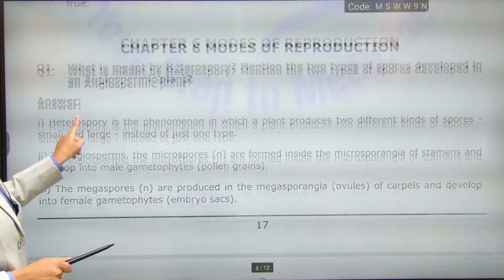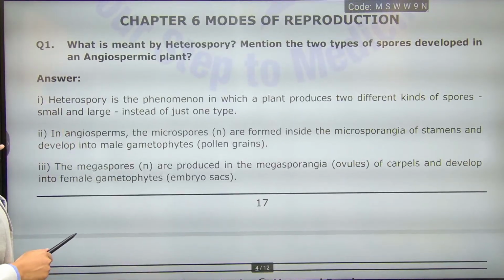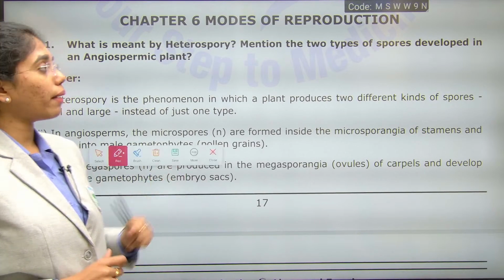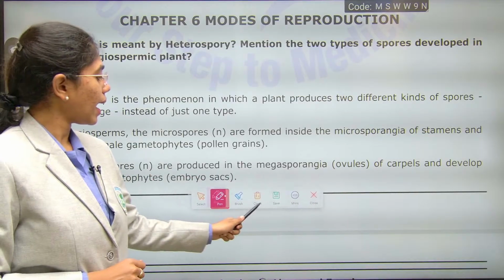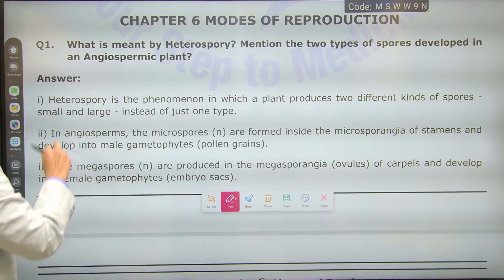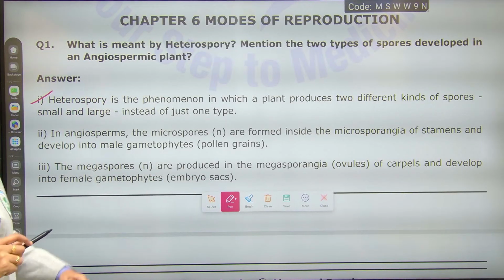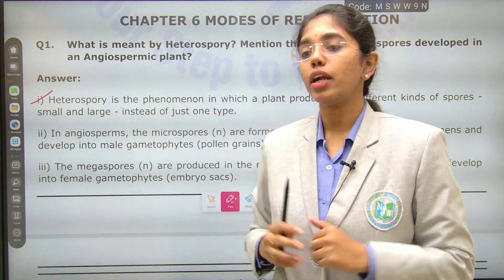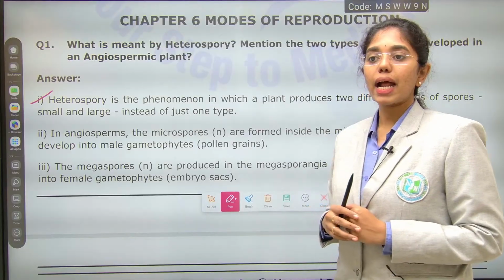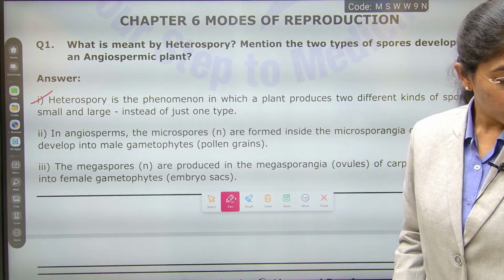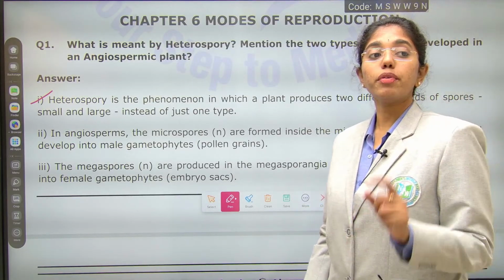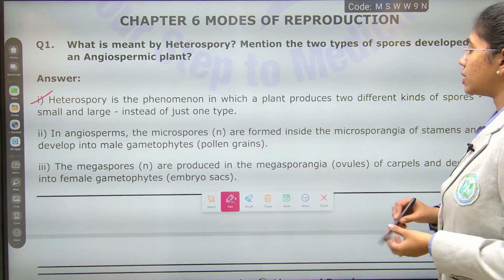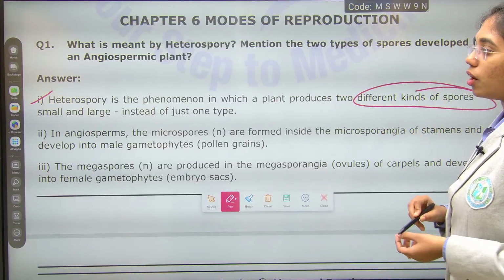Modes of reproduction. What is meant by heterospory? Mention two types of spores developed from angiospermic plants. Heterospory is a phenomenon where a single plant gives rise to two types of spores, microspore and megaspore. When two different types of spores are formed from a single plant, that is the condition of heterospory.